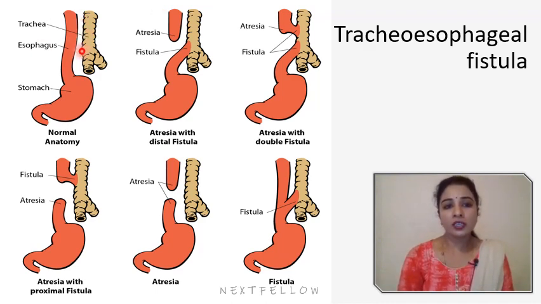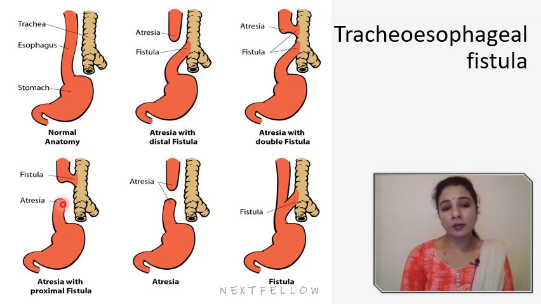In the first image we can see a normal one, the esophagus is in front and the laryngotracheal groove, which is the trachea and the lung buds, is posterior. In the second image we can see the esophagus communicates with the trachea forming a fistula here, and the cranial part of the esophagus undergoes atresia. Here are the fistula and atresia, and also the communication of both proximal and distal parts of the esophagus, that is the third variety, atresia with double fistula.